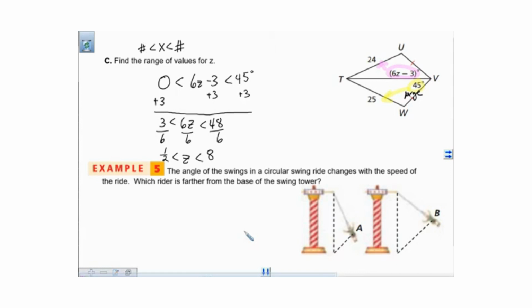And our last problem on the notes: the angle of the swings in a circular swing ride changes with the speed of the ride. Which rider is farther from the base of the swing tower? So we know that the tower itself is congruent and the length of that rope is congruent. What's changing is our angle measure here and this distance down here. The angle on B is larger, which means that rider B is further away from the tower.